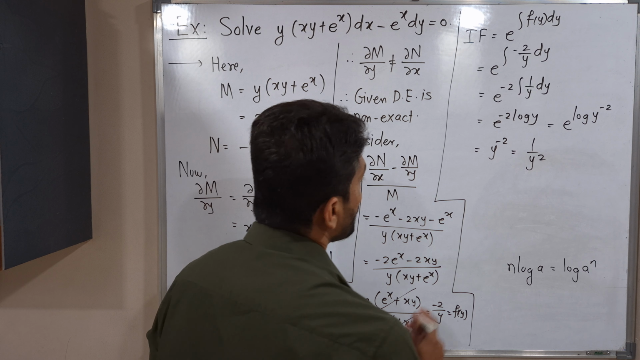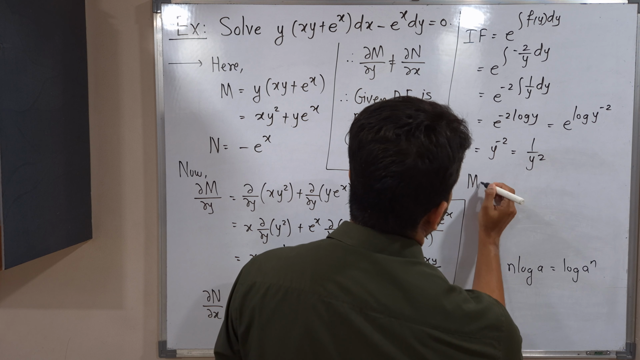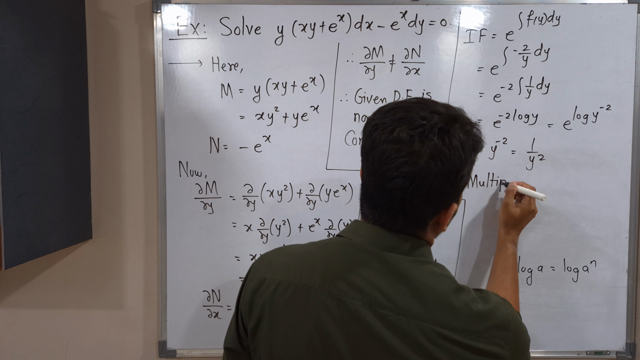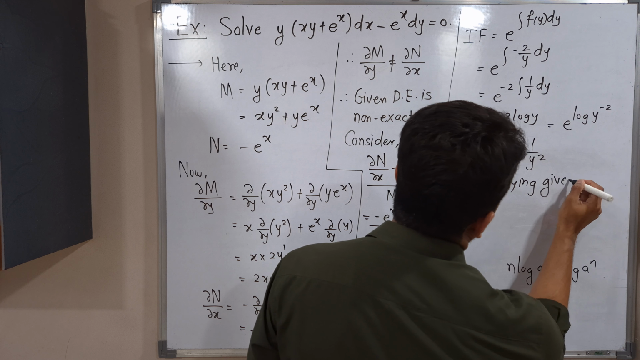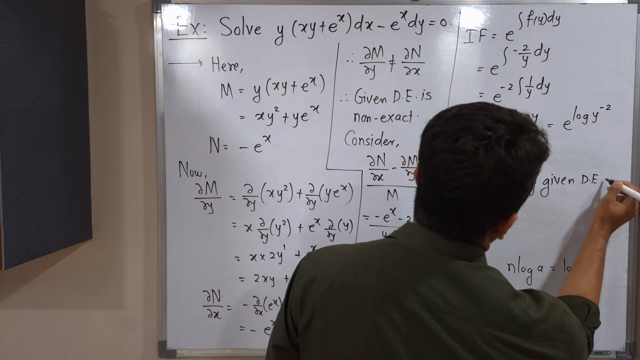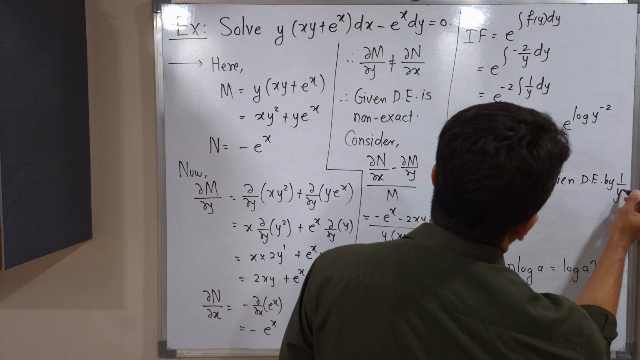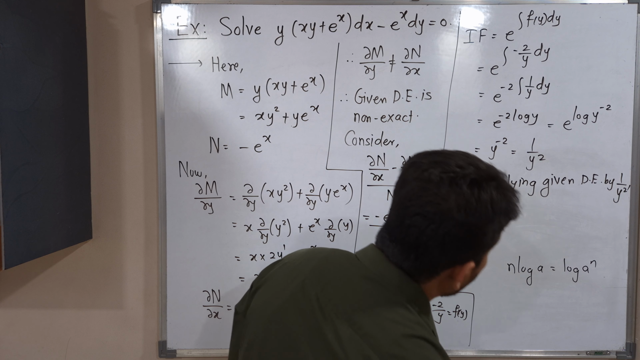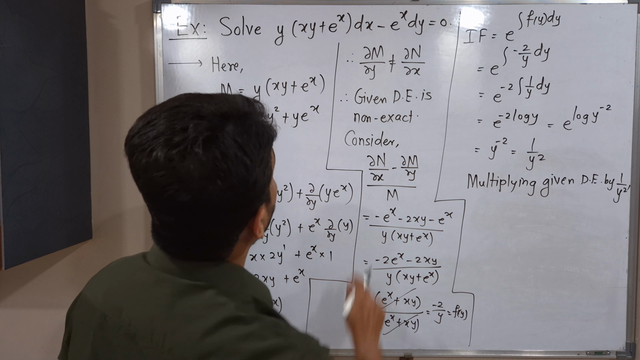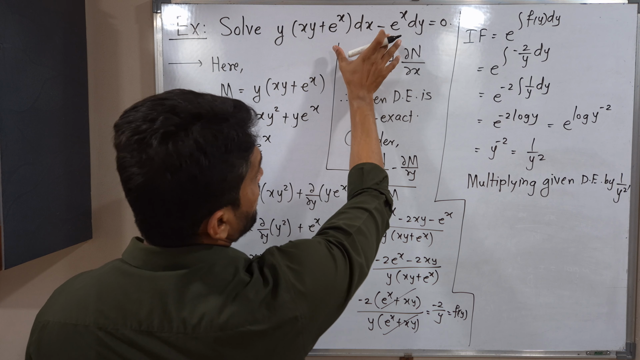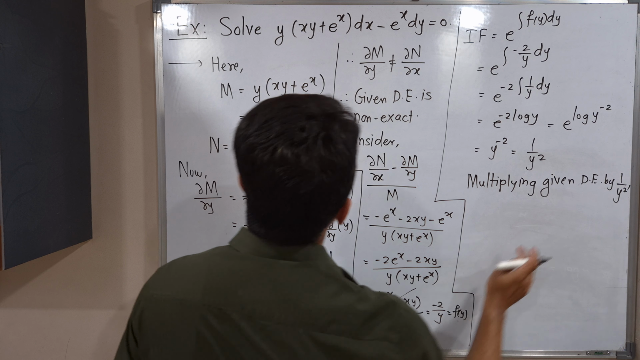Okay, so multiplying the given differential equation by 1 by y square. Okay, so let us see. 1 by y square here, no? Yeah. See, there are two terms. So I'm dividing each term by this y square since it appears in the denominator.